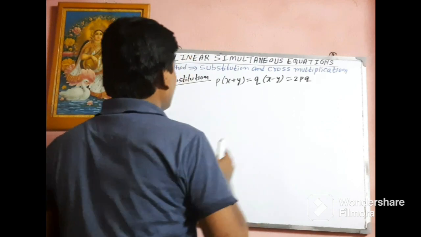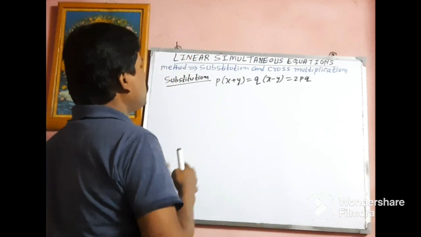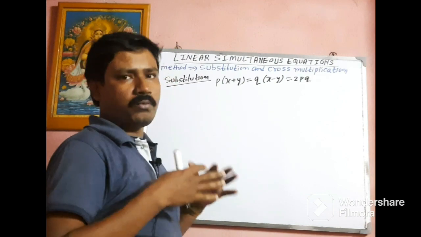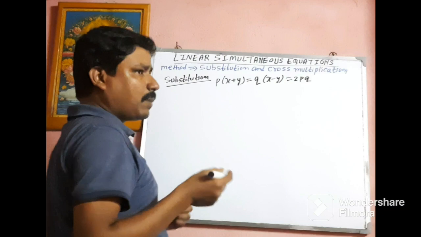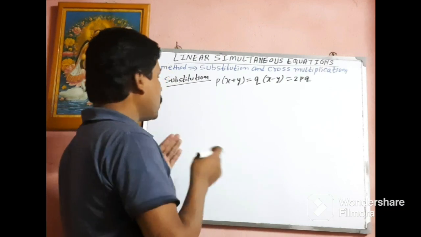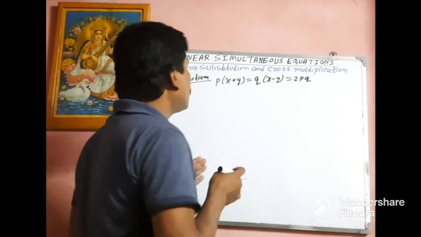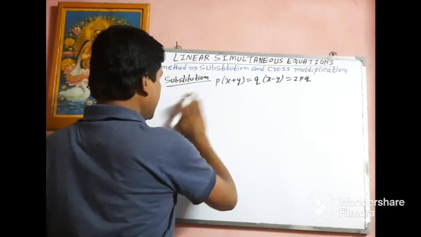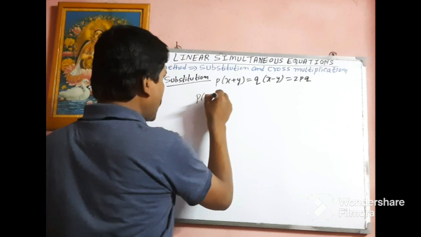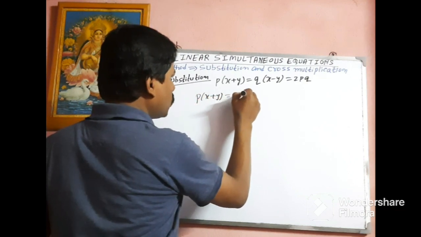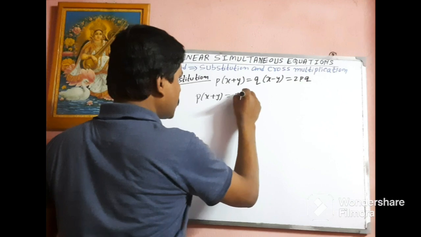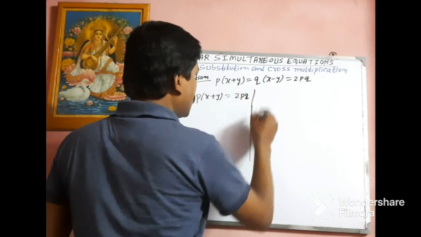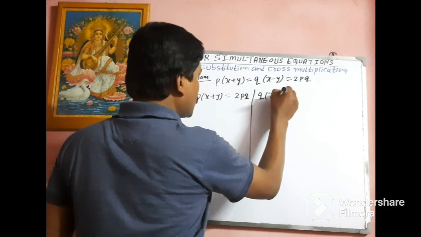Now we are using these equations and the substitution method to solve the equations and find the values of x and y. Step by step we can solve the equations by using the substitution method of linear simultaneous equations. Let px plus y is equal to 2pq. This is the first equation, and the second equation is in our consideration.